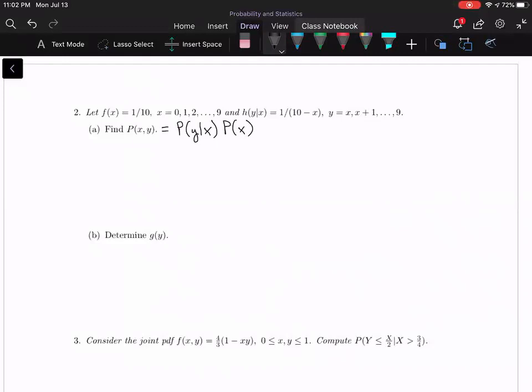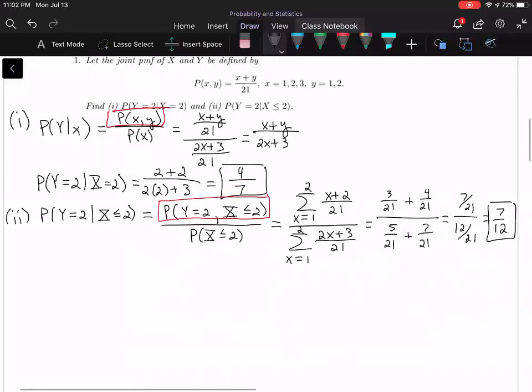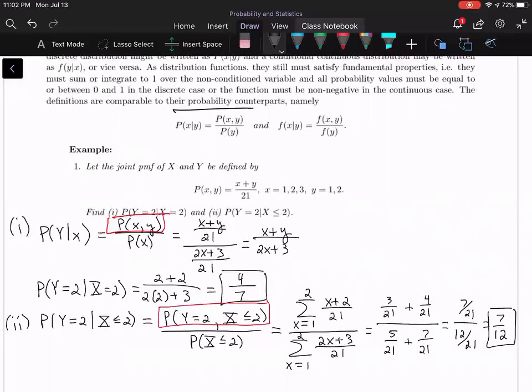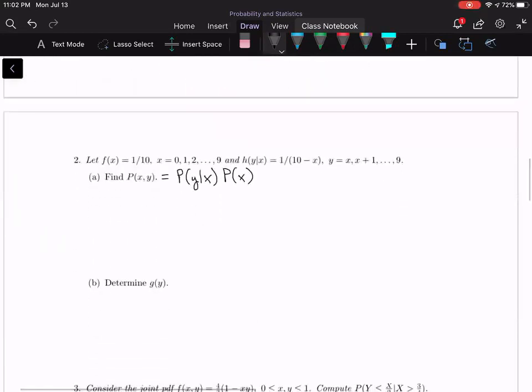And so this is just manipulating this relationship here to find the joint distribution. Now in this case, our conditional and our marginal were given slightly different notation. And so the conditional is h of y given x, and the marginal is f of x. Which means when I plug in and I solve, I get 1 over 10 times 10 minus x.